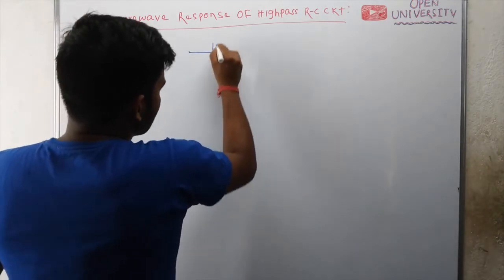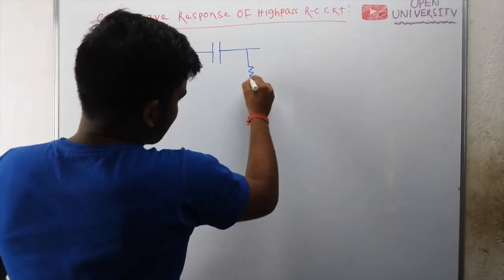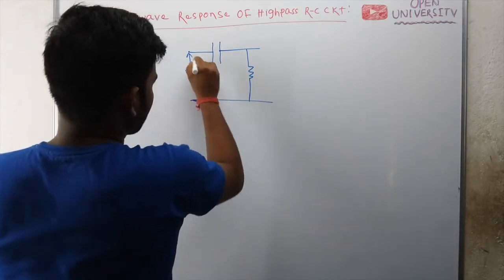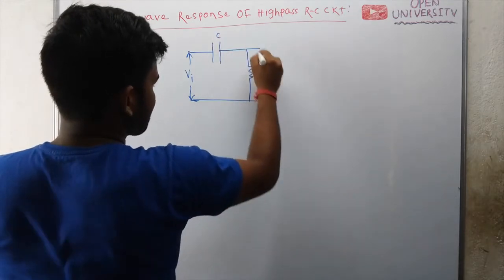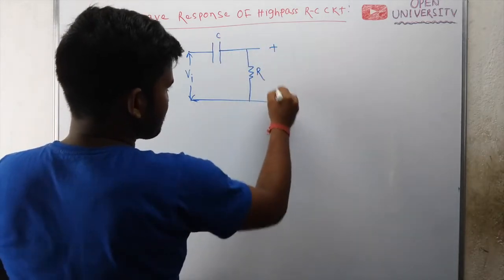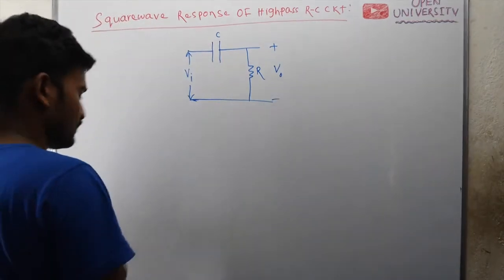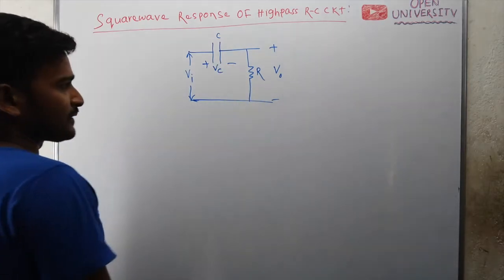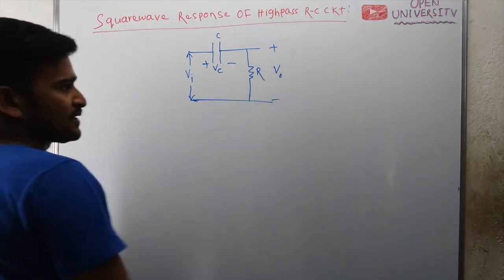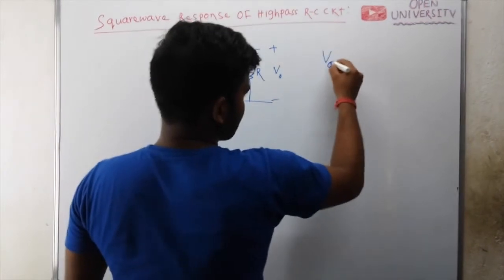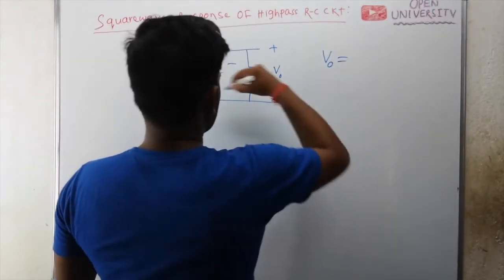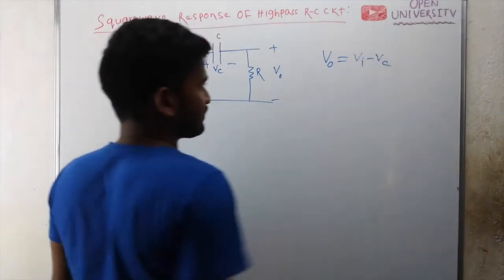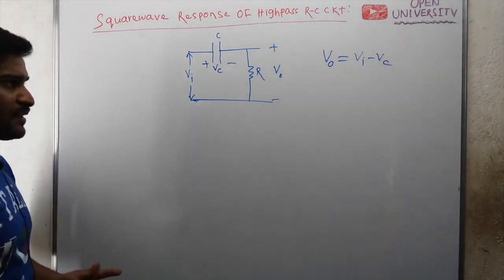See, this was your high pass RC circuit. This is the input voltage VI, this is your capacitor, this is your resistor, and this is the output voltage V0. Let the voltage across the capacitor be VC. Then if you apply KVL, your output voltage expression will be V0 equals VI minus VC.